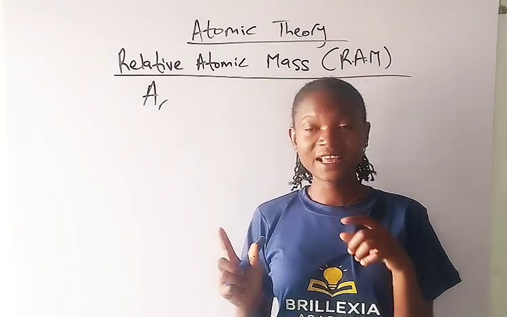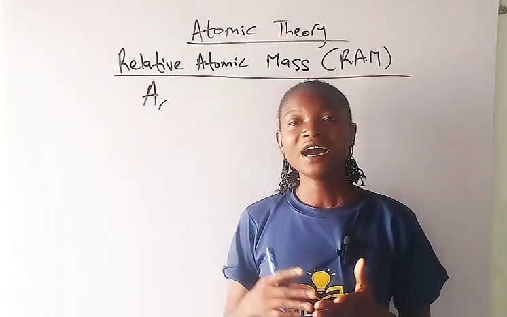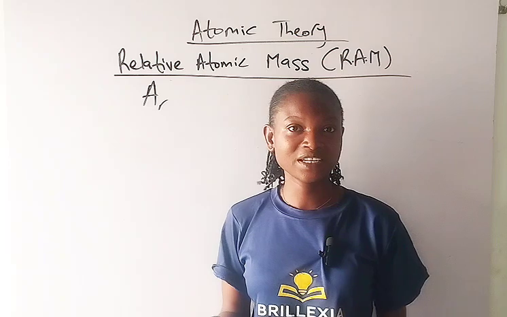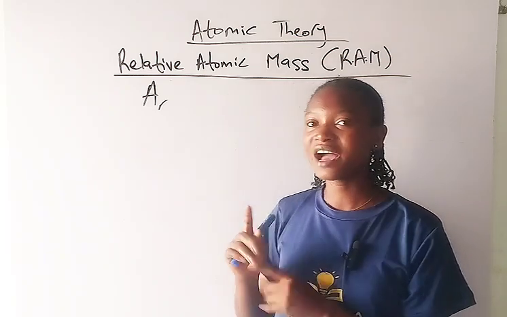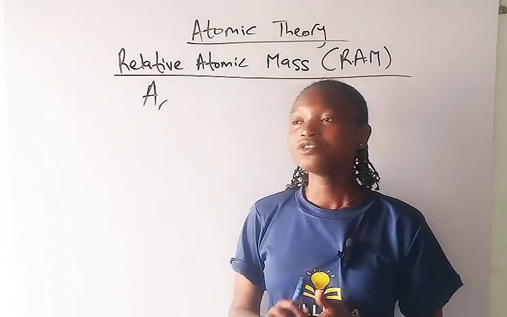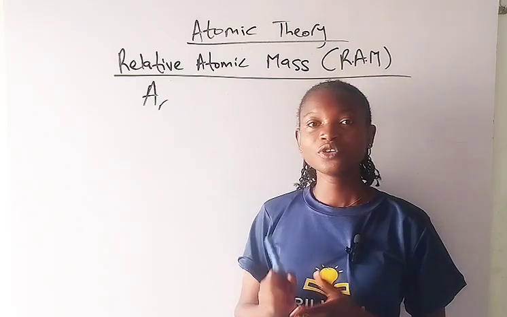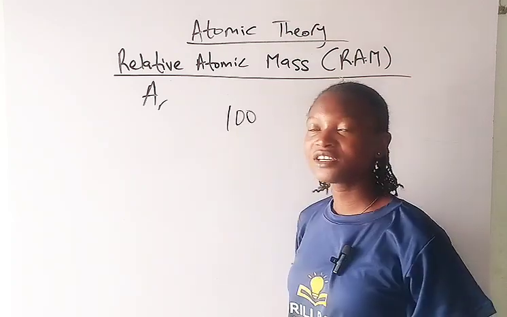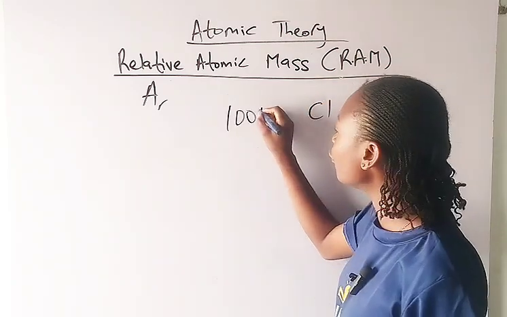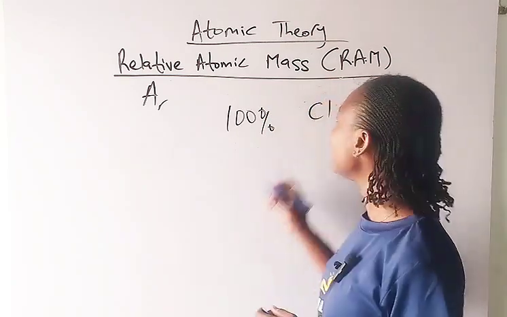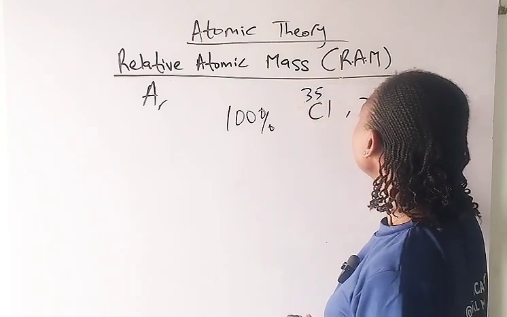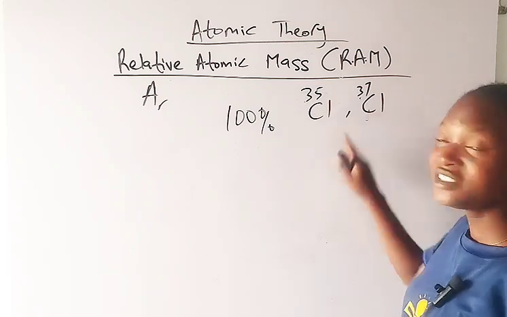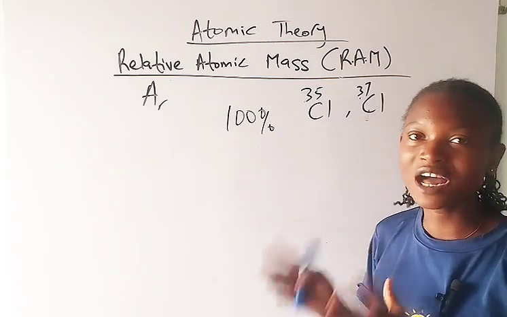Most of our elements are naturally occurring, and you cannot find pure elements naturally. That is why we have isotopes, isobars, and isotones. So if you have an isotope, for you to get the exact amount of each isotope, you need relative atomic mass. Let's say you have 100% atoms of chlorine, and in our last class we said we have chlorine 35 and chlorine 37. So how will you get the percentage of each isotope in the 100% of that particular atom?